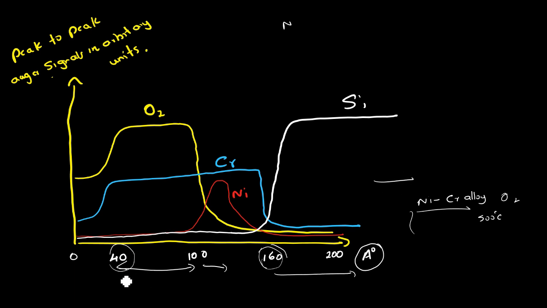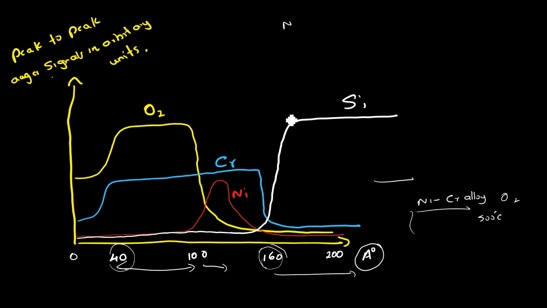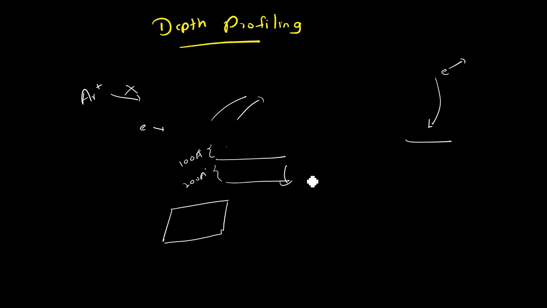So this is the depth basically. When we are peeling off the surface layer by layer, at first you will find oxygen, and then chromium, and then nickel. Finally in the very depth, you will find the silicon. So silicon is in the depth, then you have nickel, and then you have both oxygen and chromium. Likewise, this is the depth profile. This is how we build up our material.